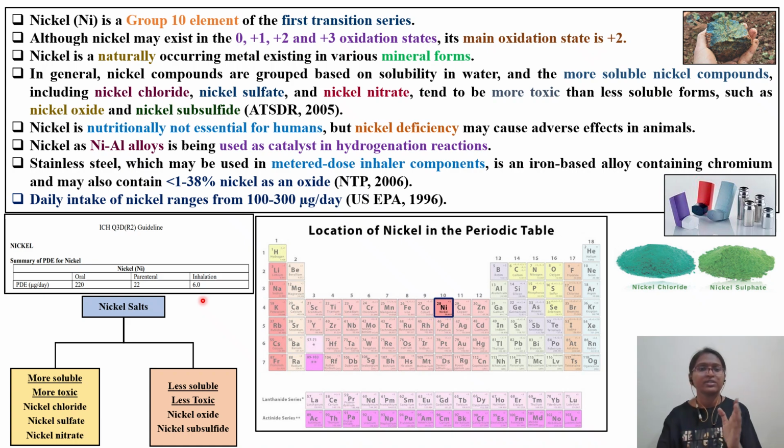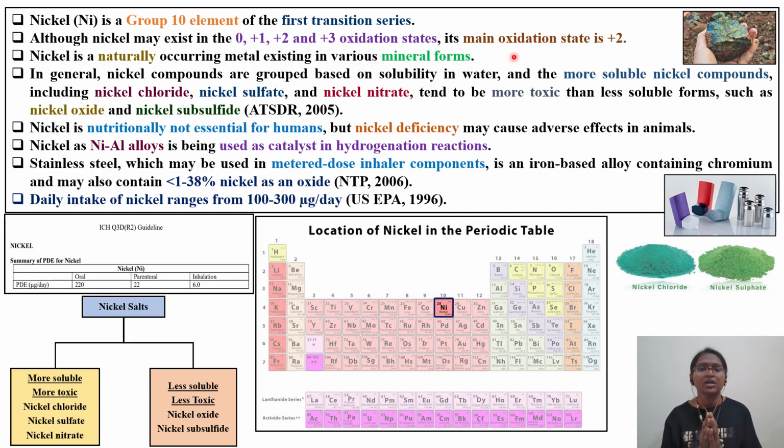As I told you, it belongs to the group 10 elements, the first transition series. We have 4 transition series, and this is the first transition series in the periodic table. Generally these metals exist in various oxidation states. Nickel exists in 0, +1, +2 and +3, out of which +2 is the main oxidation state, which you see ubiquitously.